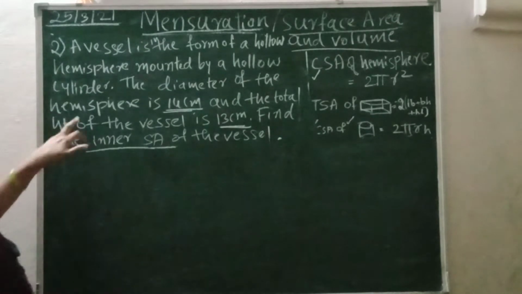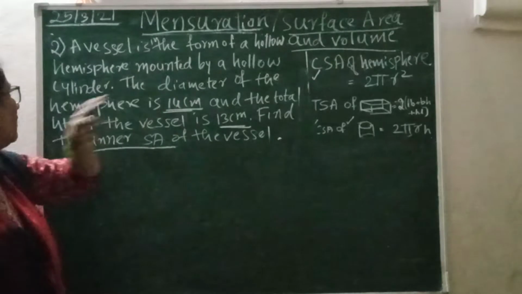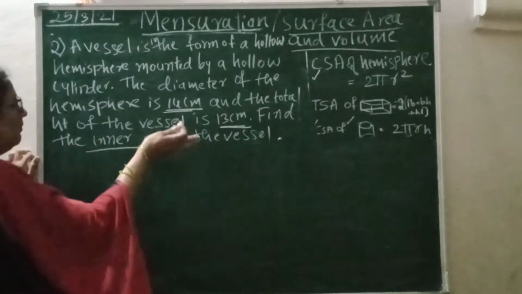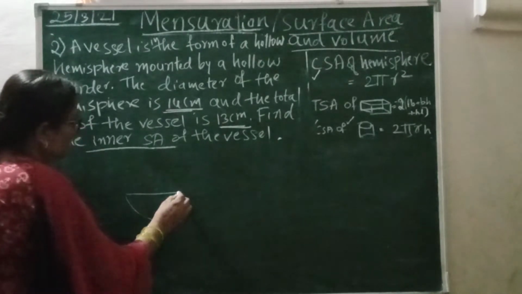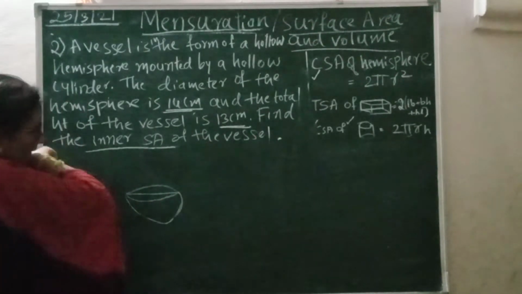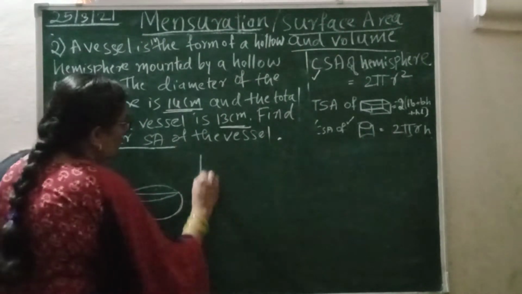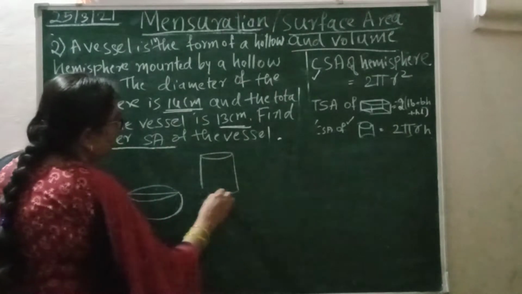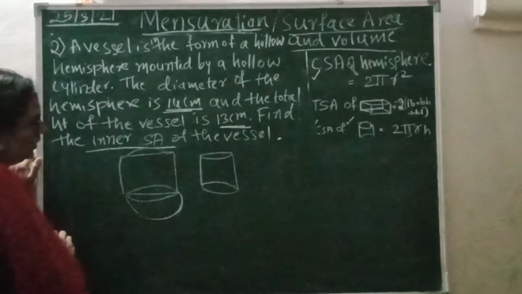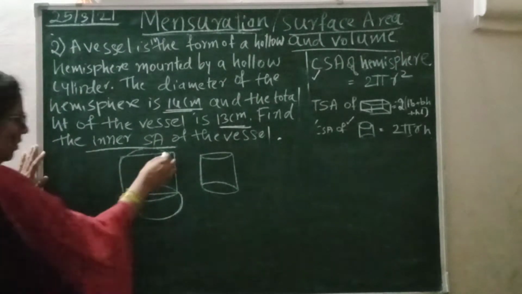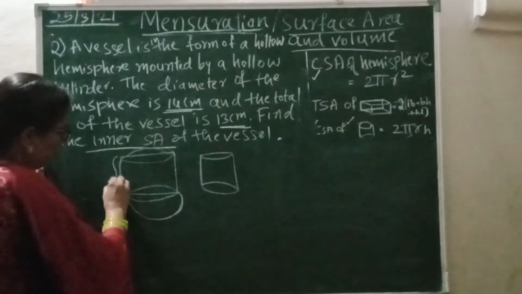These are the things we have to be very careful about and see how to solve this one. A vessel is in the form of a hollow hemisphere mounted by a hollow cylinder. Hollow means open. It is not a solid figure. So here it is something like this. Hollow, it is like your bowl. This is the hemisphere, and over this a cylinder is mounted. So you are going to get something like this. Okay, so in this case, how to find the inner surface area of this vessel.